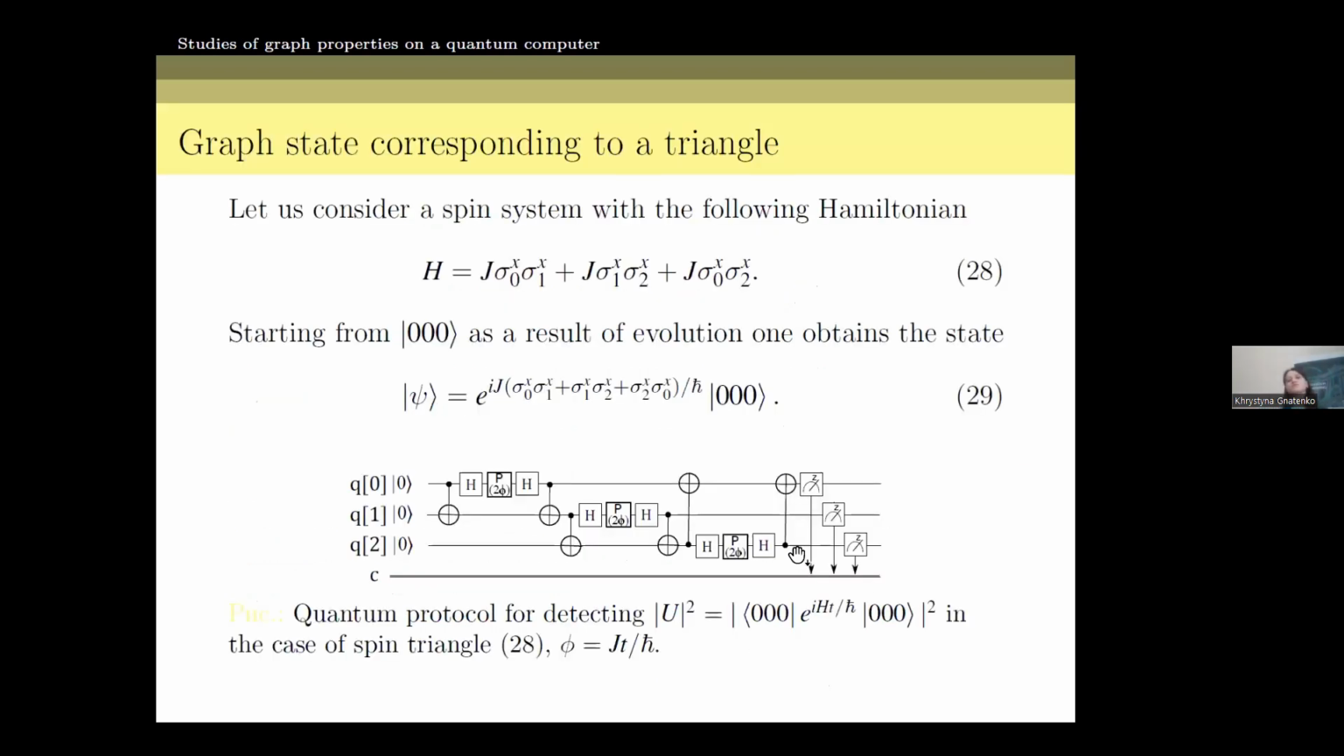We also considered a more complicated graph state or more complicated spin model. This spin model corresponds to a graph with the structure of a triangle. So we have also 3 spins or 3 qubits, and they interact with each other in the following way. We have 3 terms corresponding to the 3 edges, and we have the following quantum graph state. The quantum protocol for studies of the mean value of the evolution operator in this case is the following. Here we have a more complicated protocol, because we have 3 multipliers, and we have also 3 parts of the protocol. And after that, we have quantum measurement.